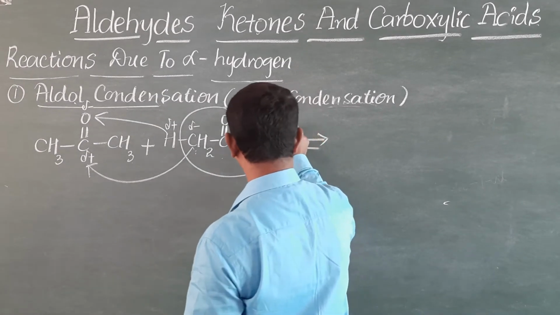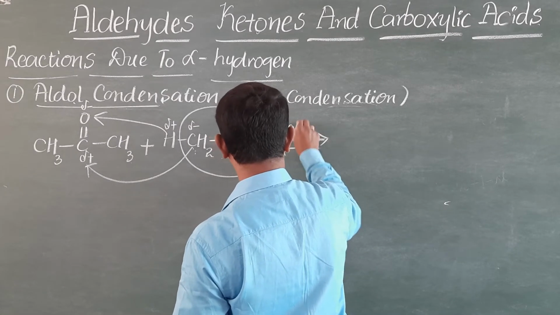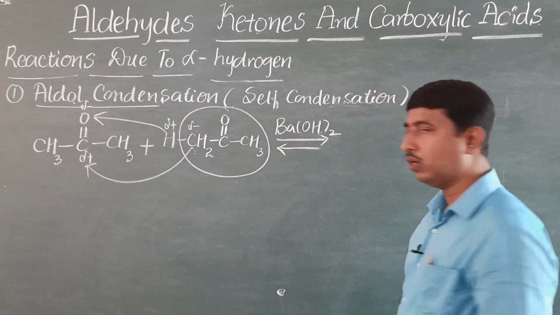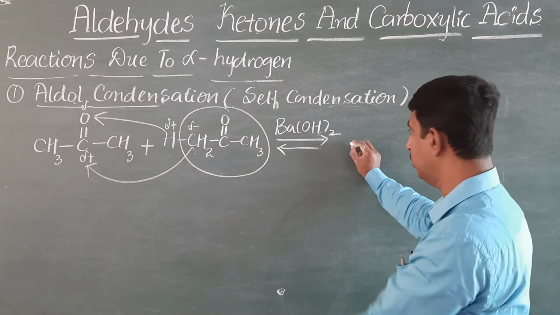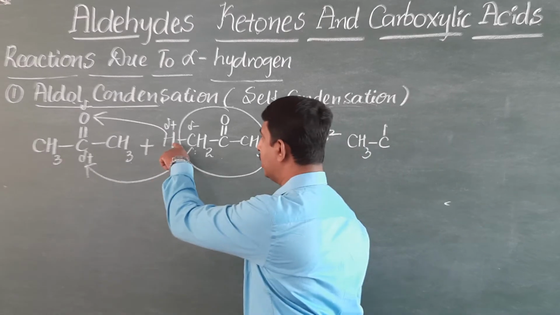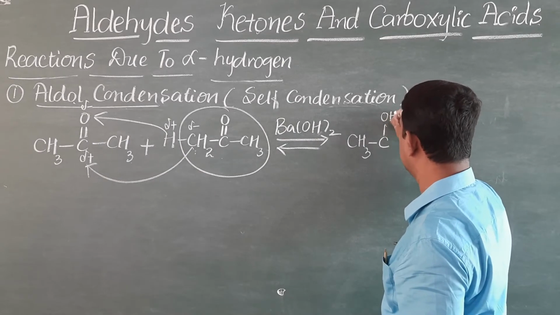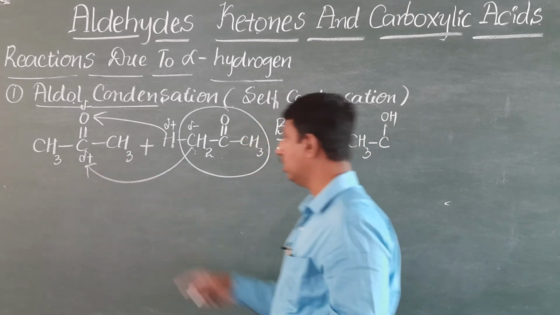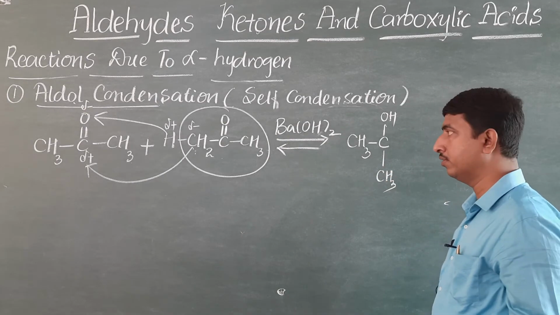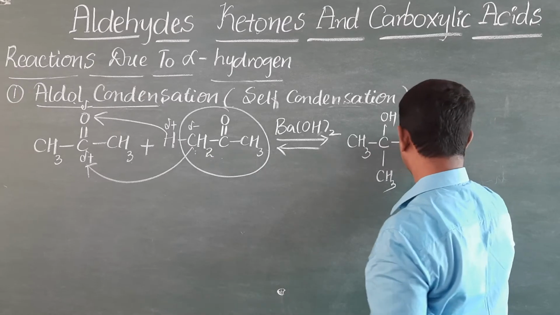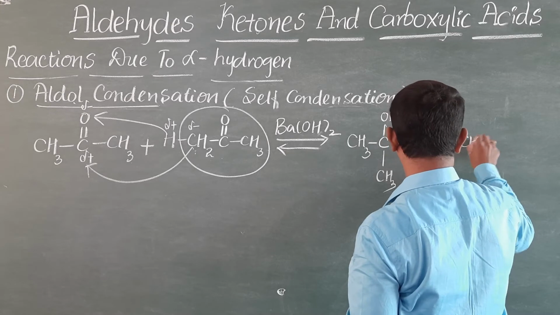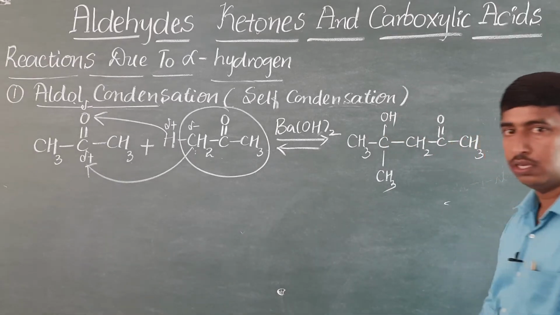Double arrow, we can write dilute NaOH or even barium hydroxide. This is also an example of a base only. Barium hydroxide also we can take. I will write the product: CH3, C, to the oxygen atom hydrogen is added, single bond OH. I will write this CH3 here. Write this group CH2, C double bond O, CH3, C double bond O, CH3.